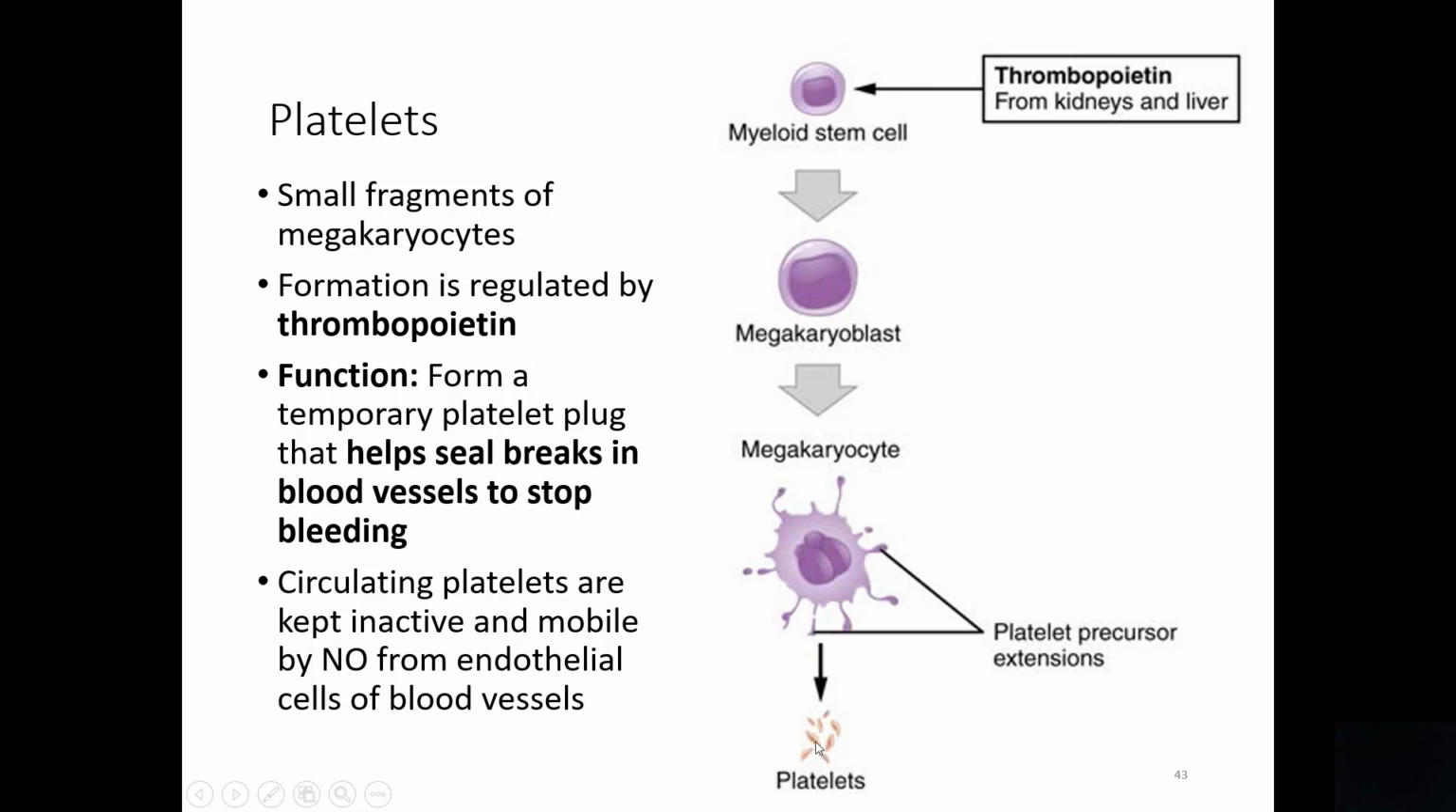They are usually just floating in our blood. Under the microscope, they look like just dots, tiny fragments, and they are not active. But when bleeding happens, they get activated and they help to seal breaks in blood vessels to stop bleeding. To activate them, NO is needed, and that is nitric oxide.